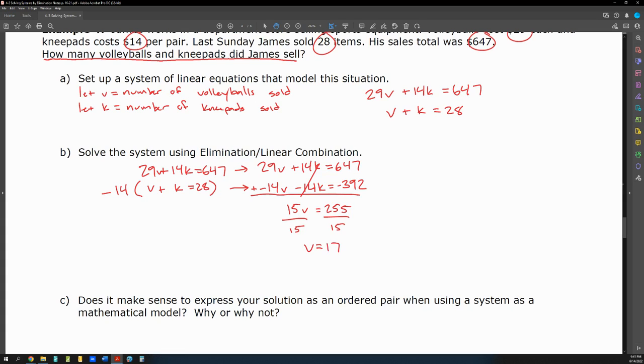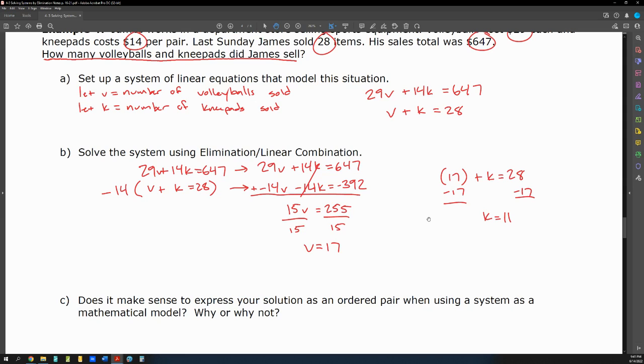Okay, now we can plug this back into one of the original equations. One of them looks a whole lot easier to me than the other, and that's the second equation. So I'm going to plug that into the second equation. v plus k equals 28. So 17 plus k is equal to 28. Subtracting 17 from both sides, and we get k is equal to 11.